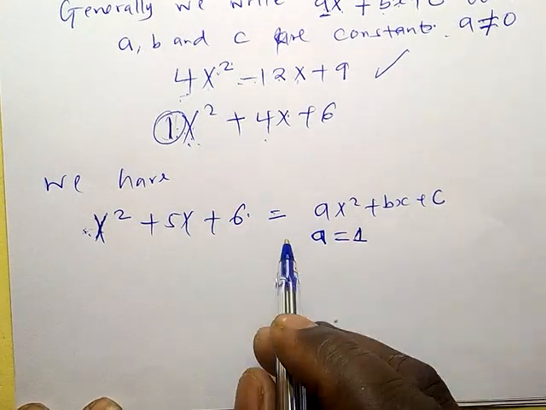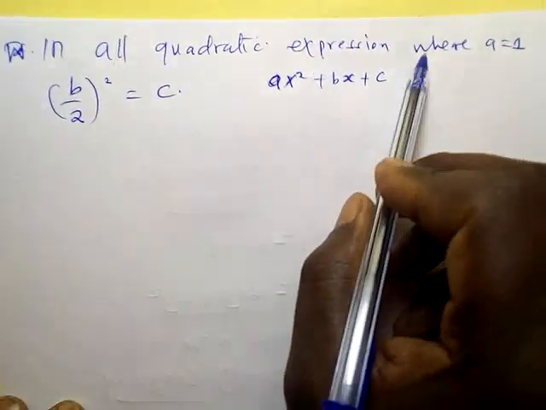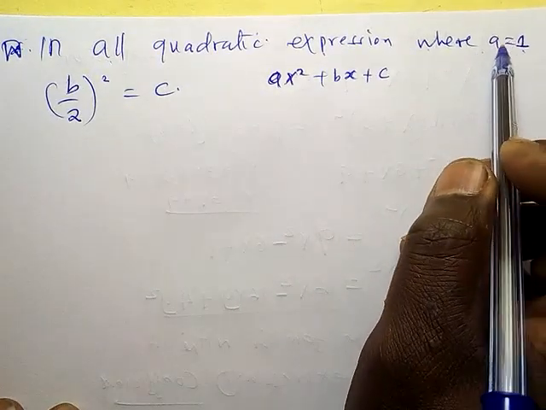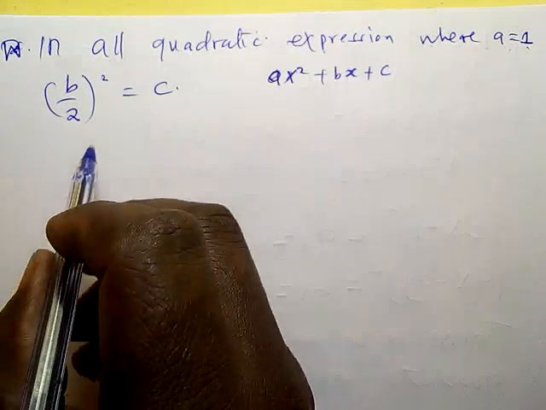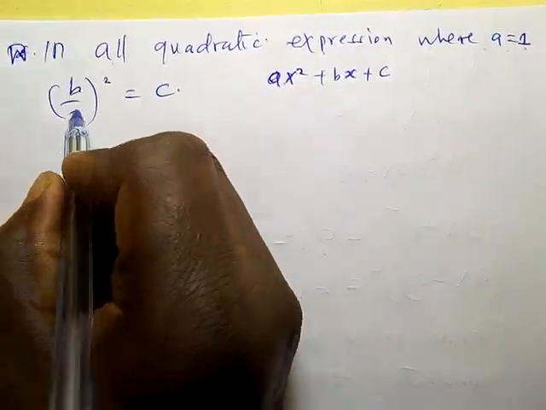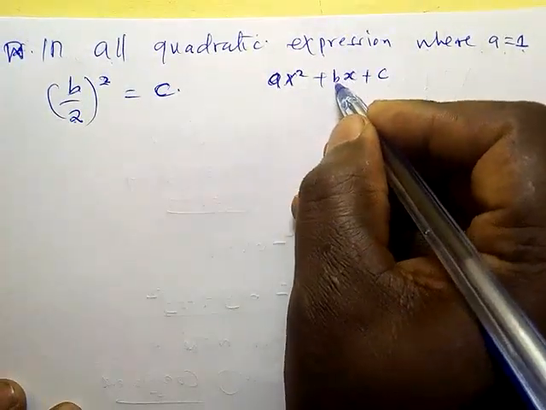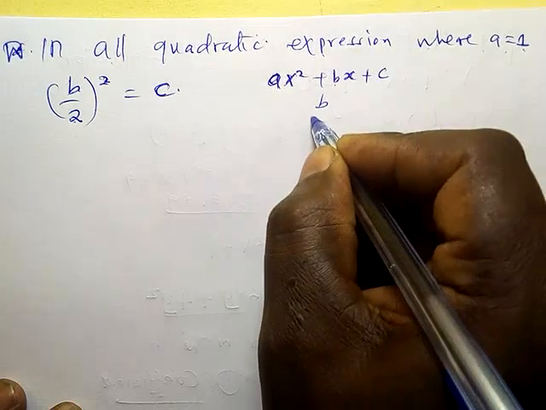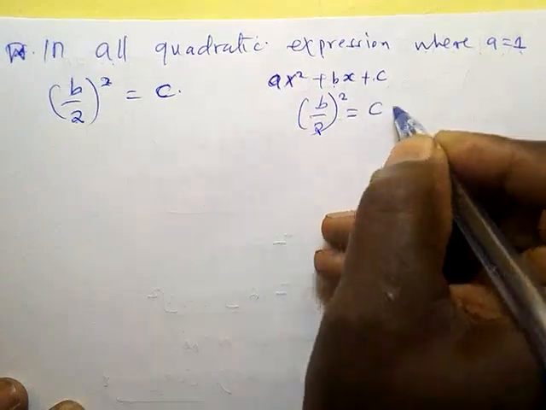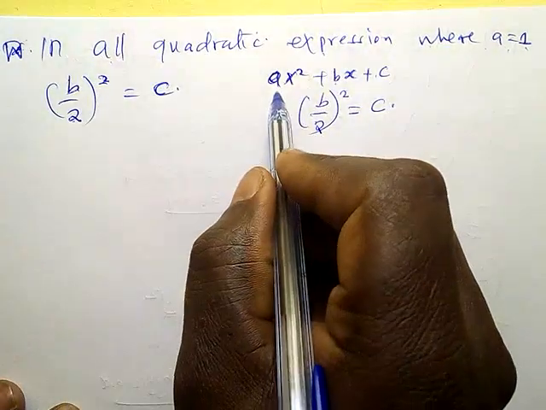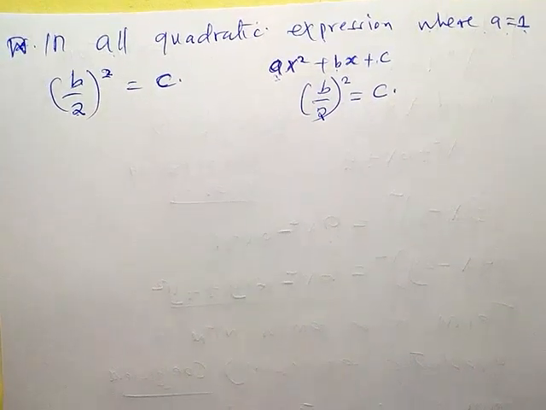For example, let us look at this. In all quadratic expressions where a equals 1, where the coefficient of x squared is always 1, you will note that (b divided by 2) raised to power 2 equals c. Meaning that this coefficient b, when you divide it by 2 and then square, the answer will always be c, so long as the coefficient is 1. Mark that and mark it very well.